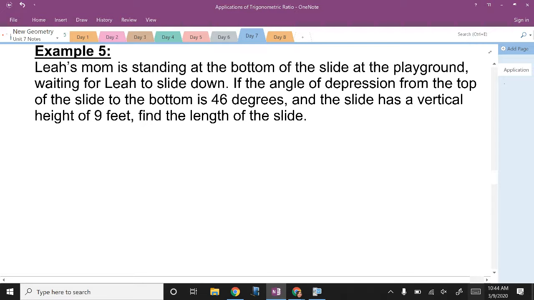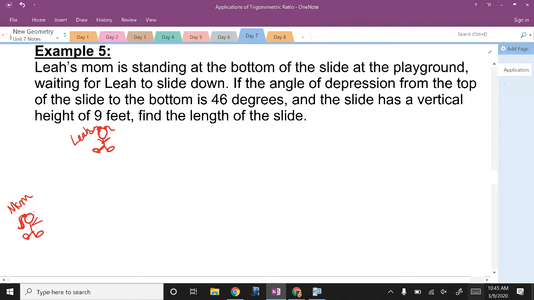So the angle of depression from the top of the slide to the bottom is 46 degrees. Okay, so here's Leah's mom. Here's Leah up top, right? Leah's up on top of the slide. Let's assume she has shoes on at the playground. She's got pigtails. Woohoo. There's Leah. Okay? Leah's mom is down here waiting to catch her. Let's have Leah's mom in a ponytail because she's got her daughter at the park. It's a hard day. Okay. There's mom. Here's Leah. Okay.